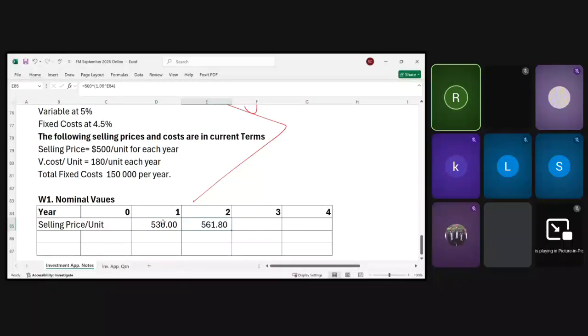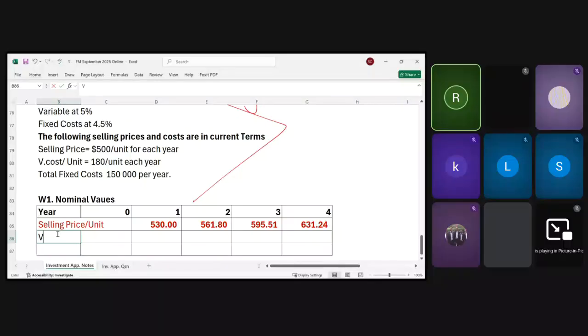So once you've done that, you can just drag. You can't drag after you type your year manually, so you don't have to type your year manually. You just need to reference where the year is. And when I drag to year 4, I'm going to have these nominal values. So the selling prices per unit per year are the ones that I have inflated here.